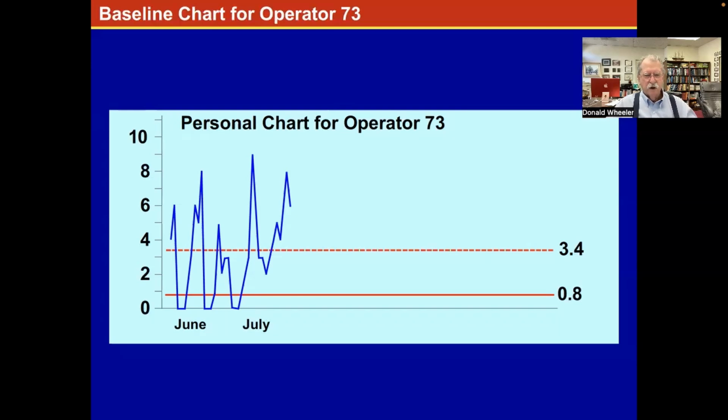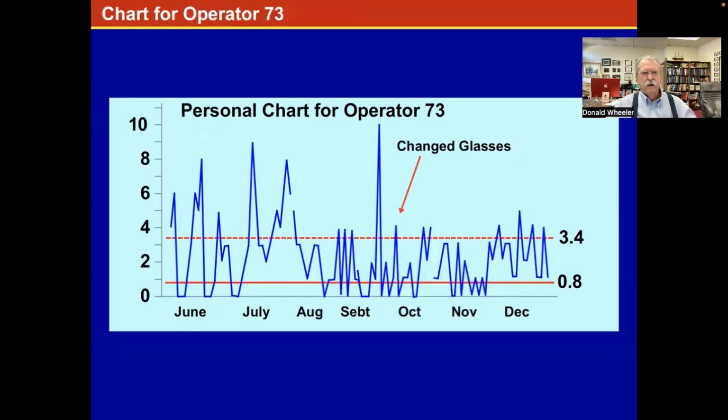The supervisor worked with her during August and thought he saw some improvement. In September, she decided that new glasses might help, but the chart shows no evidence of improvement.